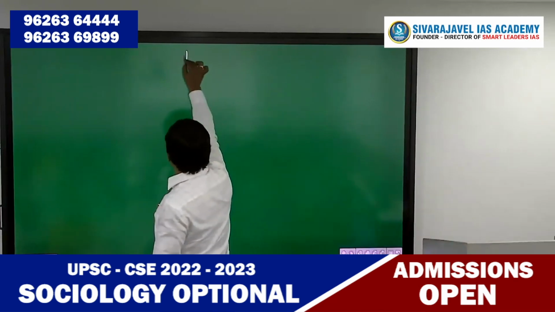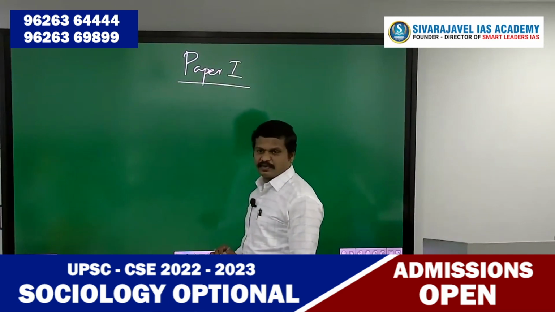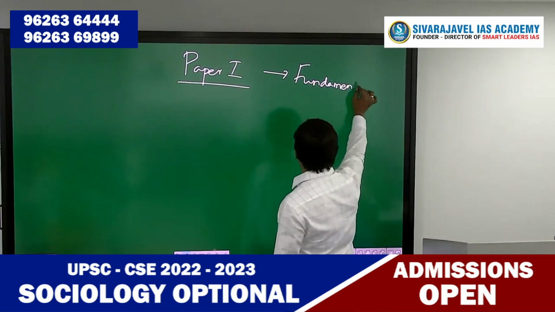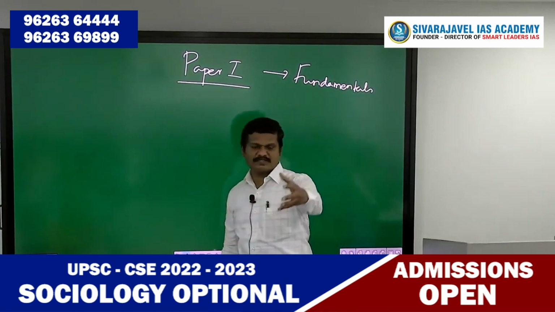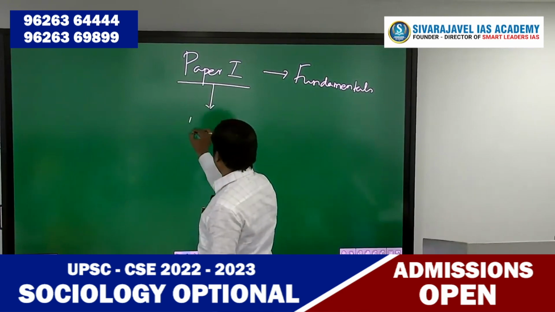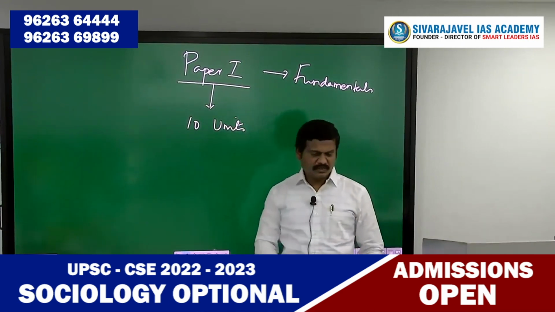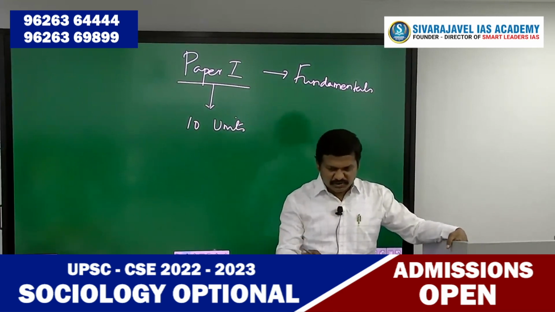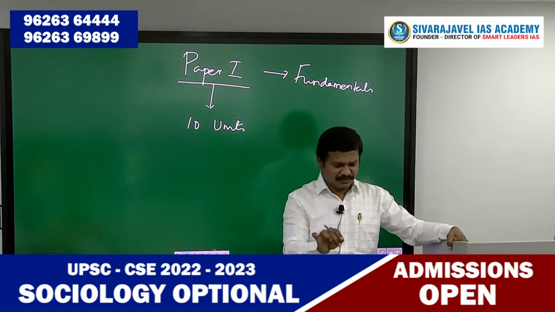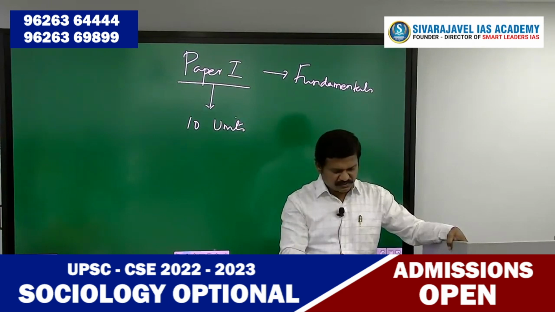Now come to paper 1 of sociology, Fundamentals of Sociology. Paper 1 sociology has 10 units. I have given you the brochure. In that brochure, there is the syllabus which we have given, sociology paper 1 syllabus. Kindly take that particular page. What is the page number given in the brochure today? Page number is not given.